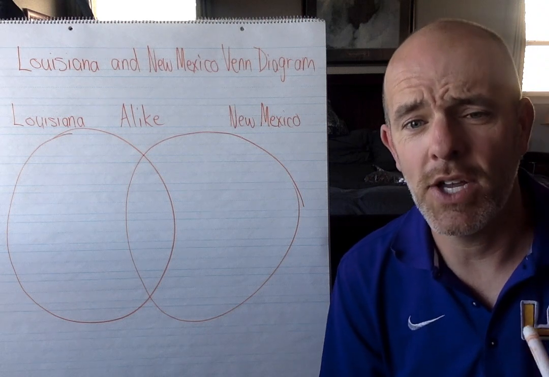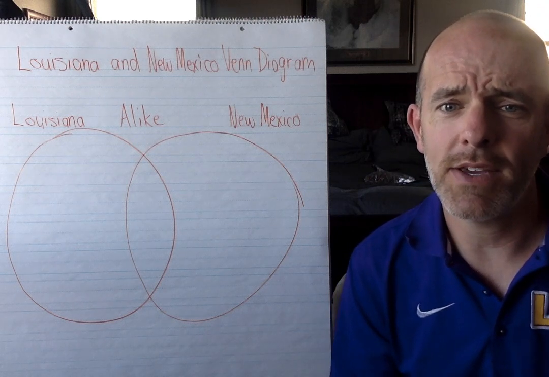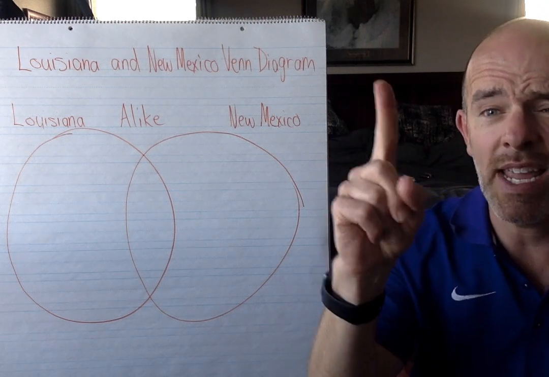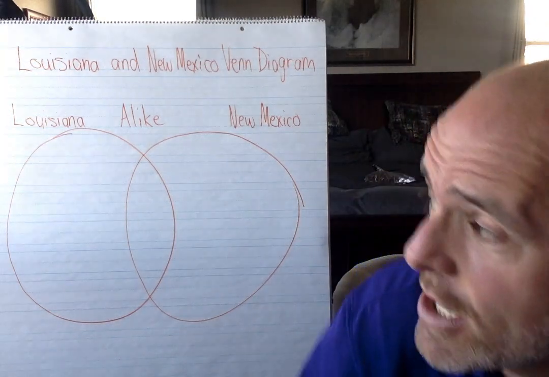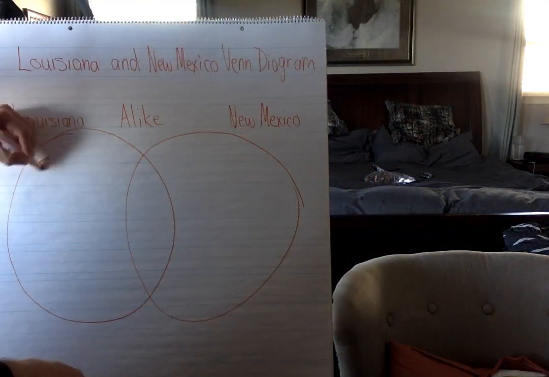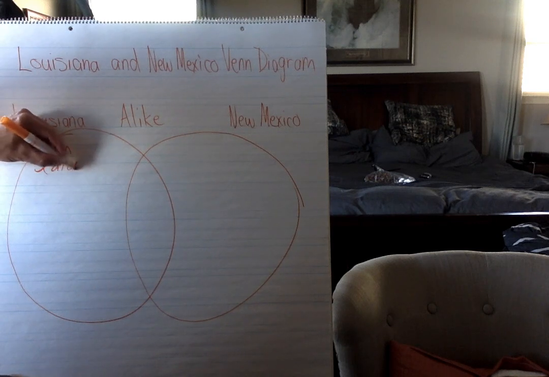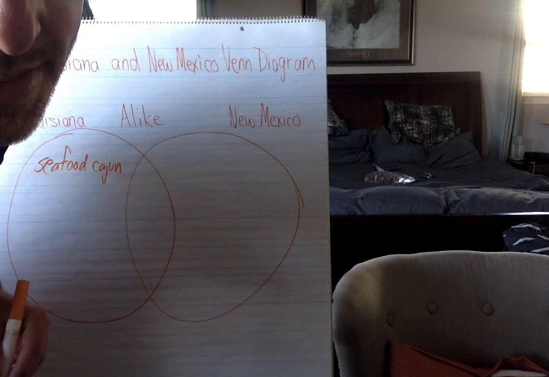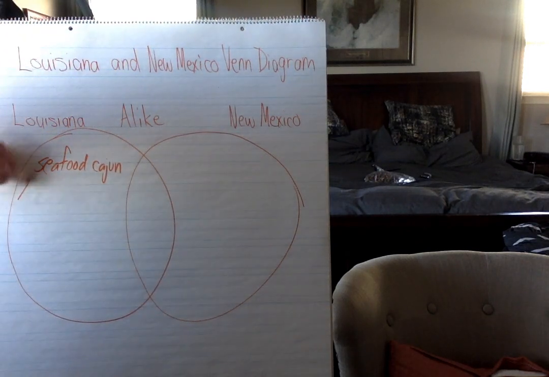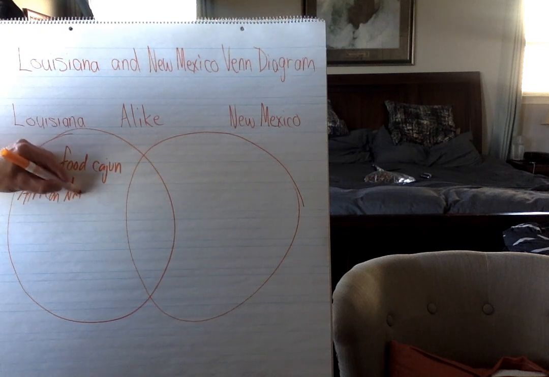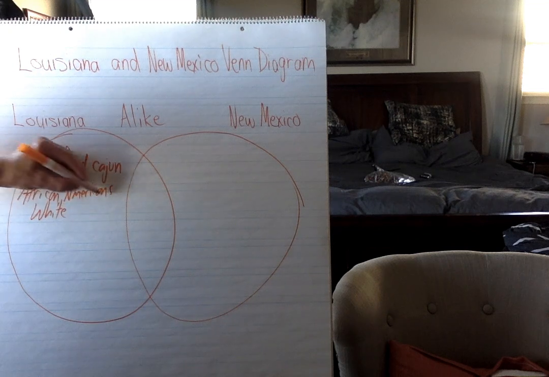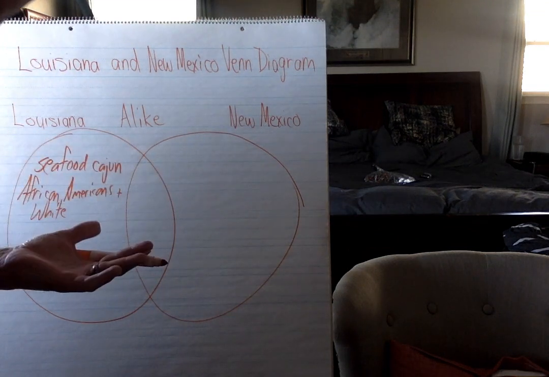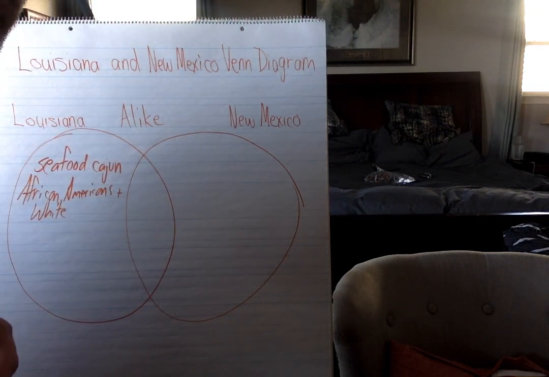The kids in my class know how Louisiana is, but I want to tell you a few things about Louisiana. First off, we eat lots of seafood and Cajun food. So I'm going to put that over here. Seafood and Cajun food. Next, we have a lot of African American and white people. African Americans are there and white people. And not much else. Of course, there's lots of different cultures, but those are the two main ones.